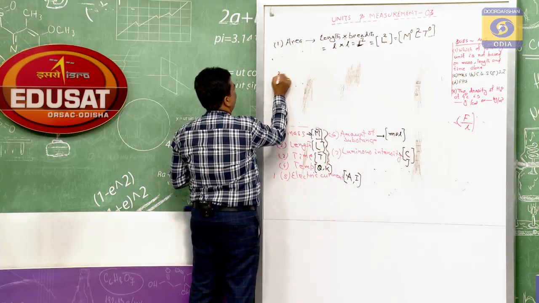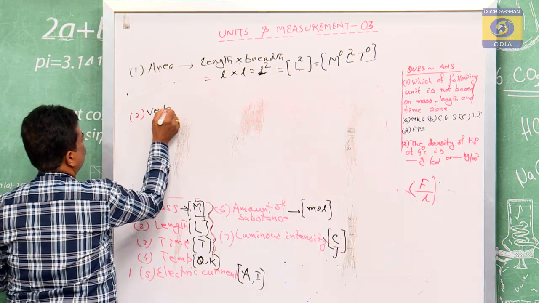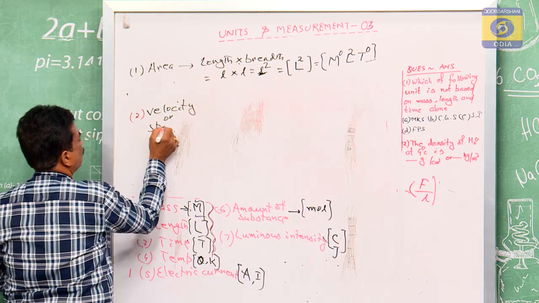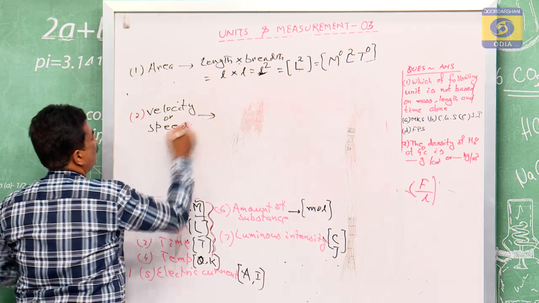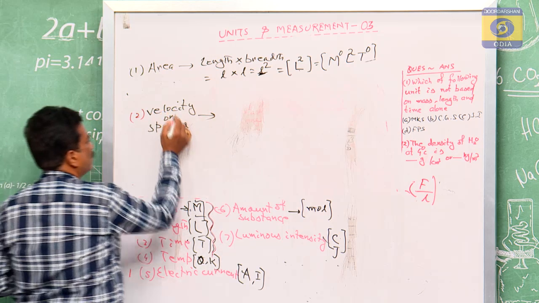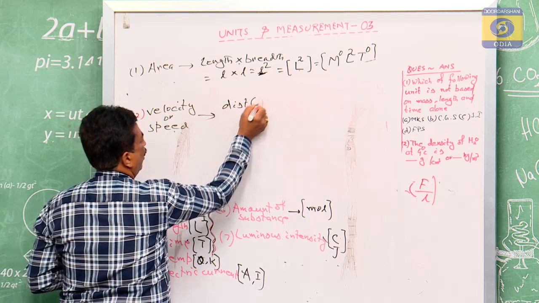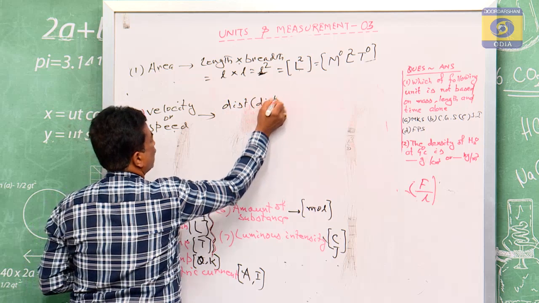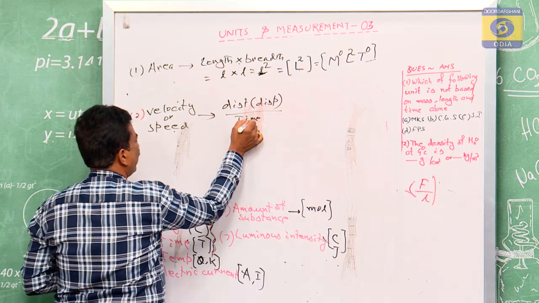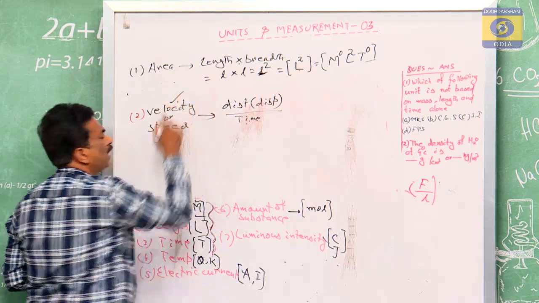Second one, suppose we take velocity. Sometimes it is also the speed. Speed and velocity both have the same dimensions. So, for velocity or speed, what is the formula? Distance or displacement by time. If it is distance by time, then that is the speed. If it is displacement by time, that is the velocity.